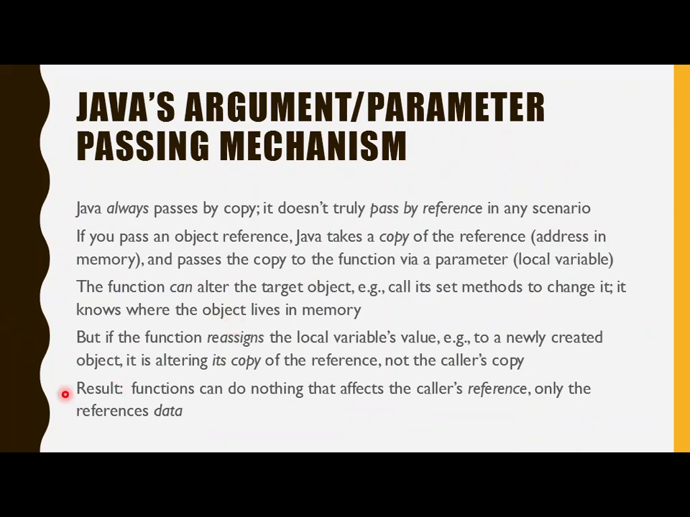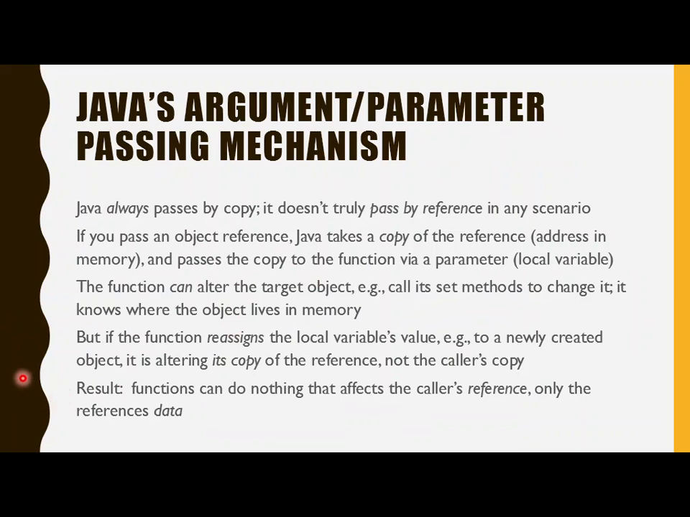So again, the thing that we want to see here is that a method can do nothing that affects the caller's reference, only the caller's referenced data. Hopefully that makes sense to you. You might have to watch this back a couple of times. This is a little bit of an eye-opener for a lot of students of Java at this moment. You thought you maybe had this magic with references, but no, you don't.